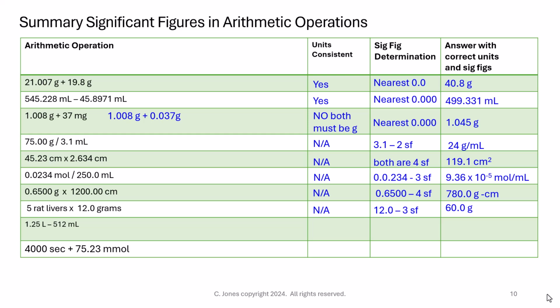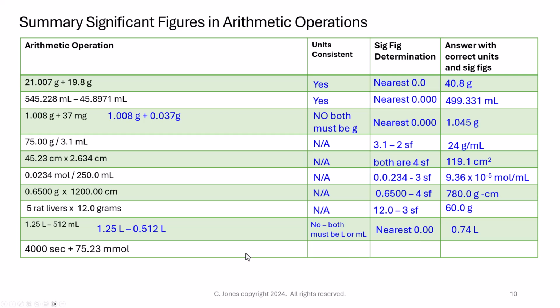And then here we have a subtraction. We have 1.25 liters minus 512 mils. The units are not consistent, so we need to convert the units to be the same. And I've chosen to convert them into liters. So now we have 1.25 liters minus 0.512 liters. Here we have 2 places past the decimal, and here we have 3 places past the decimal. So it's going to be the nearest 0.01, and so our answer is 0.74 liters.